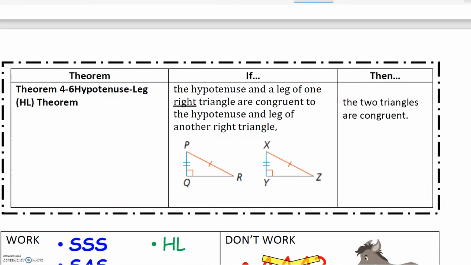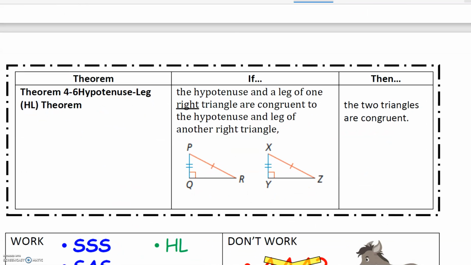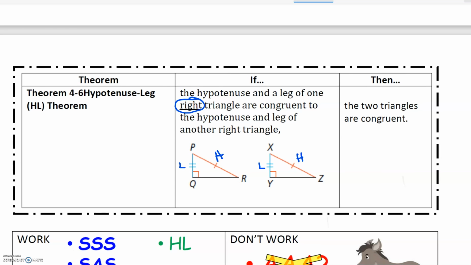And then hypotenuse leg, HL, has to be a right triangle. So it has to have a right angle because it has to have a hypotenuse. And the hypotenuse is always the longest side. So there's our H. And then the L, or the leg, is just one of the other sides. It doesn't matter which one, the long leg or the short leg, as long as you have that leg on both and it's a right triangle, then those 2 triangles are congruent.